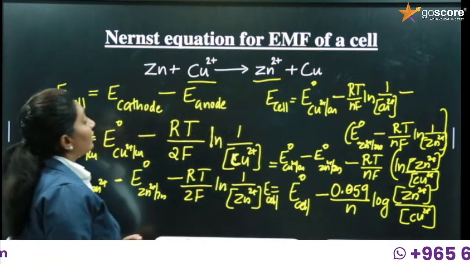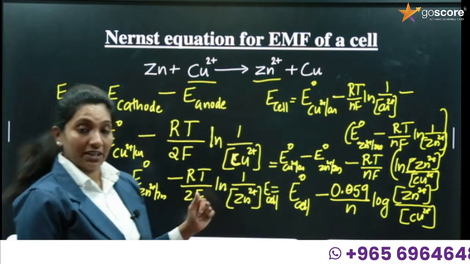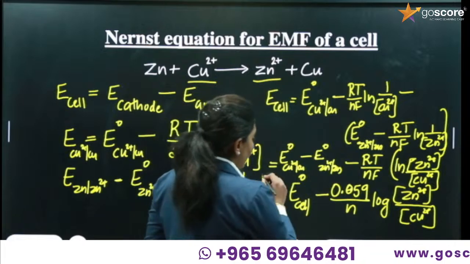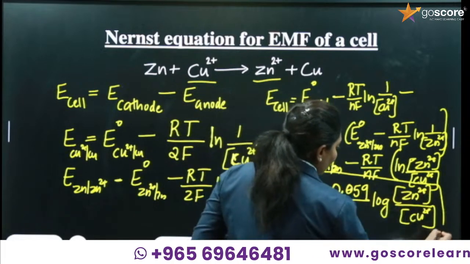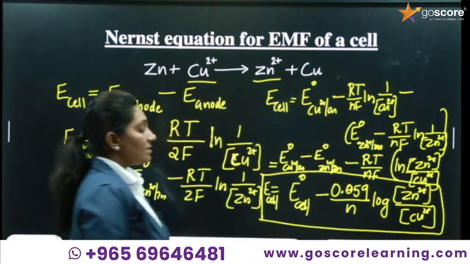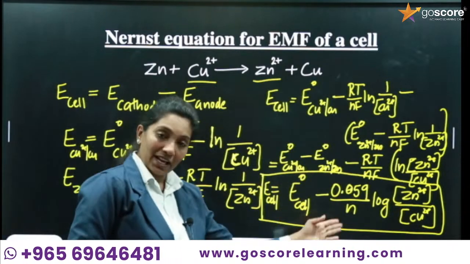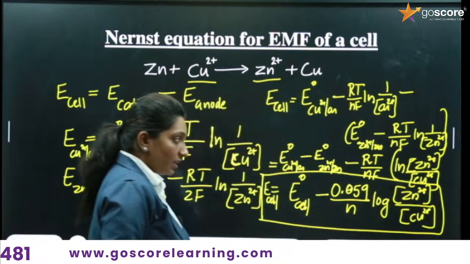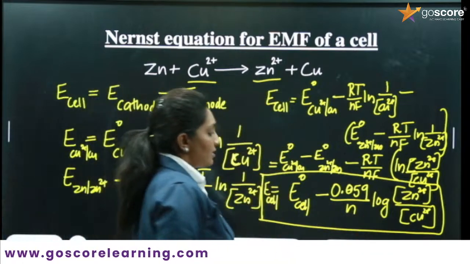This is how we are finding out the EMF of the cell, the electrode potential of the cell, using the Nernst equation: E cell is equal to E naught cell minus 0.059 divided by N, where N is the number of electrons, into log concentration of Zn2+ divided by Cu2+.